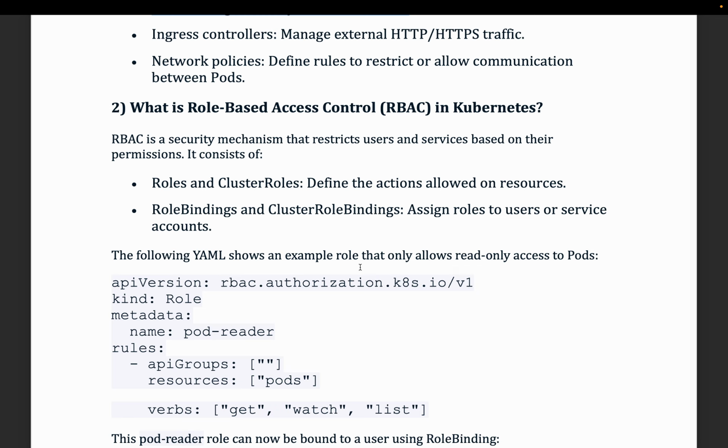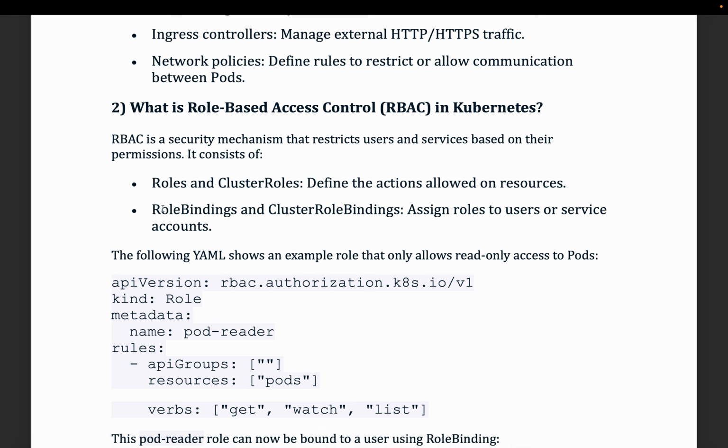Moving towards the second question, what is role based access control in Kubernetes? It's called RBAC as well, role based access control. It's a kind of security mechanism that restricts users and services based on their permissions. It consists of roles and cluster roles, which define the actions allowed on resources, like what kind of action you can perform: get action, modify action, delete action, write action. All those kinds of actions are defined over there.